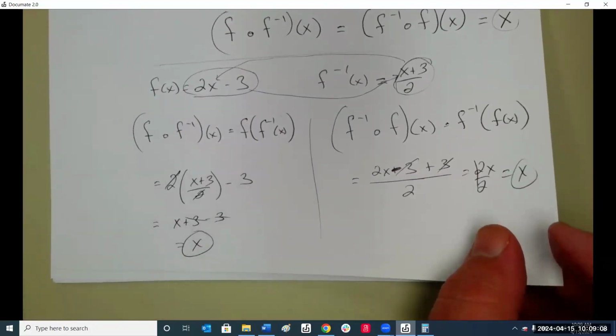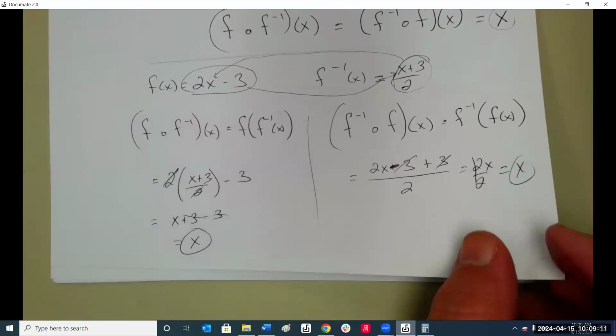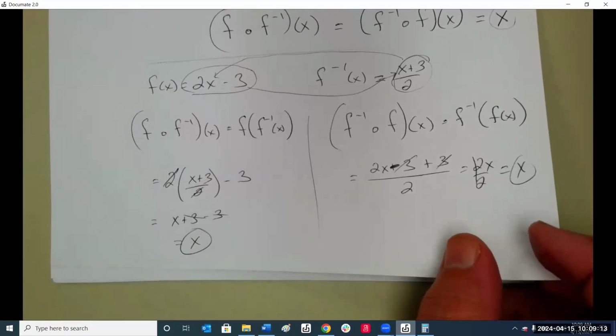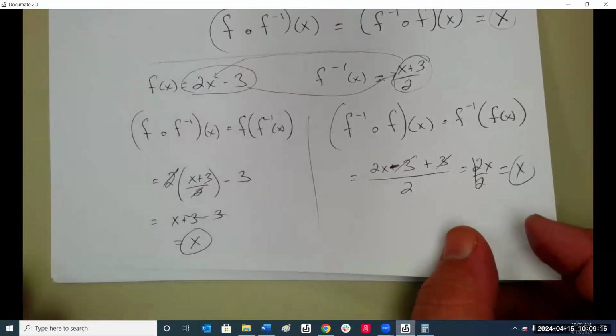And example 7 we did already. It's just graphing those points. They're both linear, so we plot a couple of points, and you'll see that they're reflective across the y equals x line.